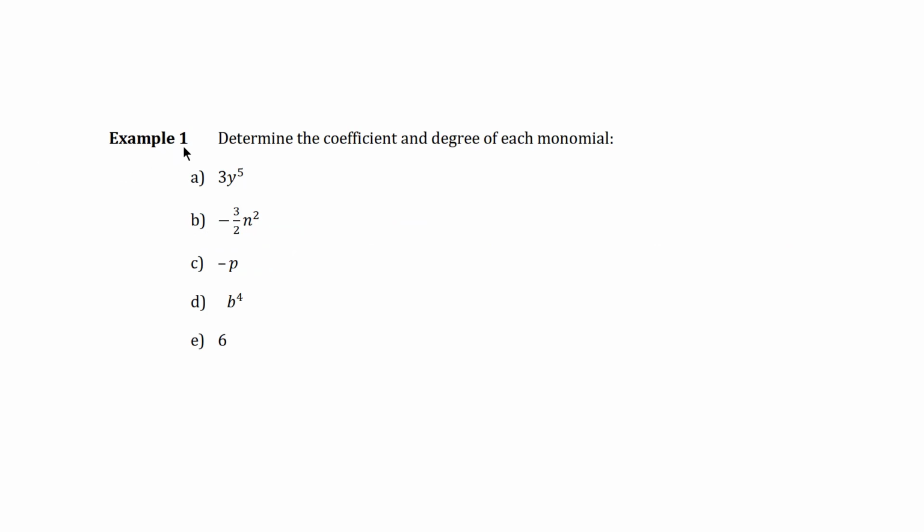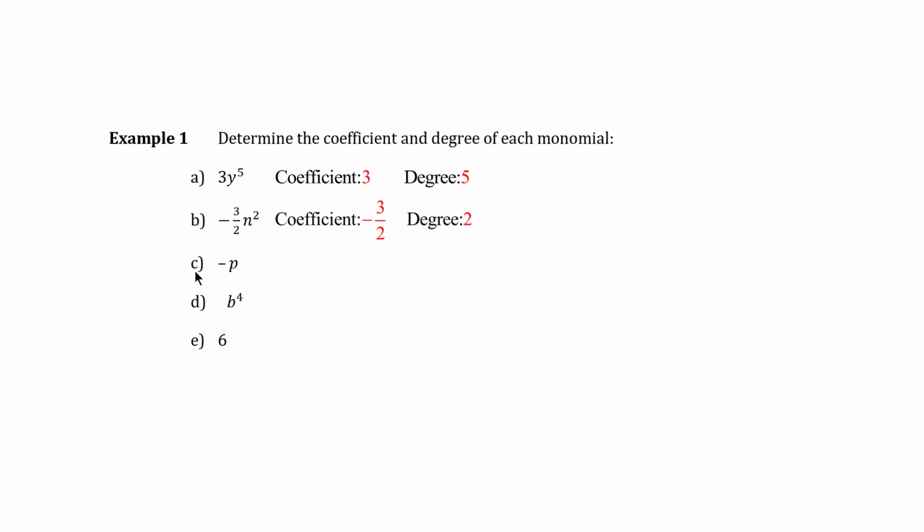For example number 1, determine the coefficient and degree of each monomial. For part A, we have 3y raised to the fifth power. The coefficient is going to be the 3 in front of the y, and the degree is going to be the exponent on the y, which is 5. For part B, we have negative 3 over 2n raised to the second power. The coefficient is the negative 3 over 2 in front of the n, and the degree is the exponent 2.